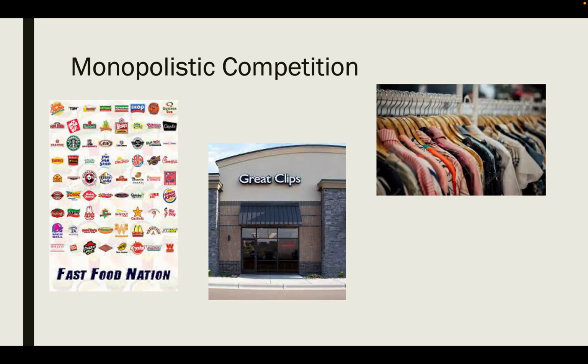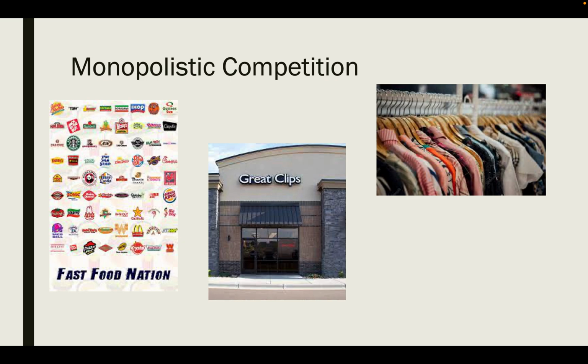Monopolistically competitive: there are lots and lots of producers. Their products are similar. They are substitutes, but they're not identical. So when we look at fast food or restaurants, here's just a few of the fast food restaurants that we are familiar with, but there are hundreds, thousands of different restaurants that you can go to. Again, some are very expensive, some are extremely cheap.